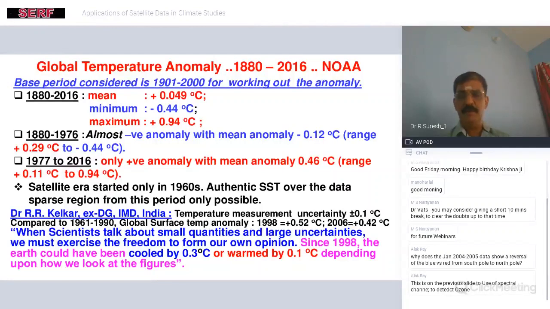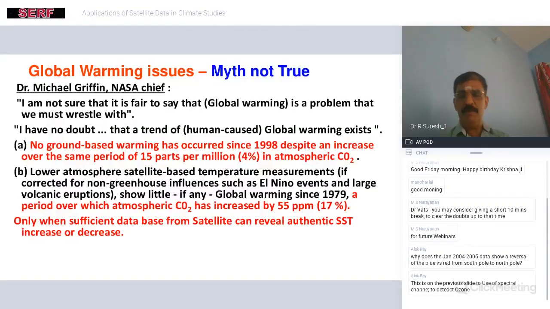So this is a very, very small quantity we are worrying about, because it's a global average scale. That is why even 0.1 degrees matters a lot. Otherwise, if it's a single place, we don't bother much.